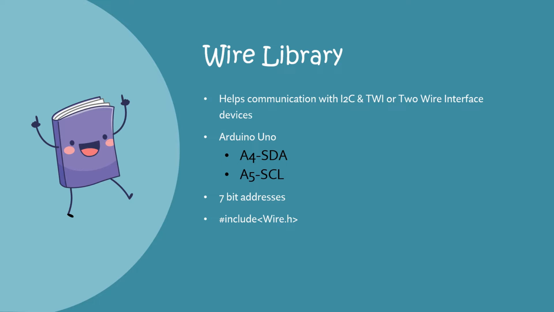So the first step is that we'll be using the Wire library. The Wire library of the Arduino basically helps in communication with I2C and TWI, or two-wire interface, devices. I reiterate again the SDA and SCL lines. And an important point that I mentioned in my previous video is that we are using 7-bit addresses in I2C. The first statement is, of course, include Wire.h, since we'll be using this library.